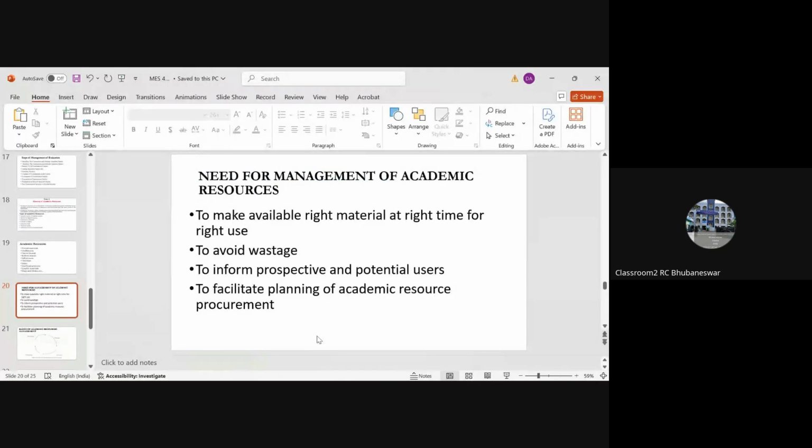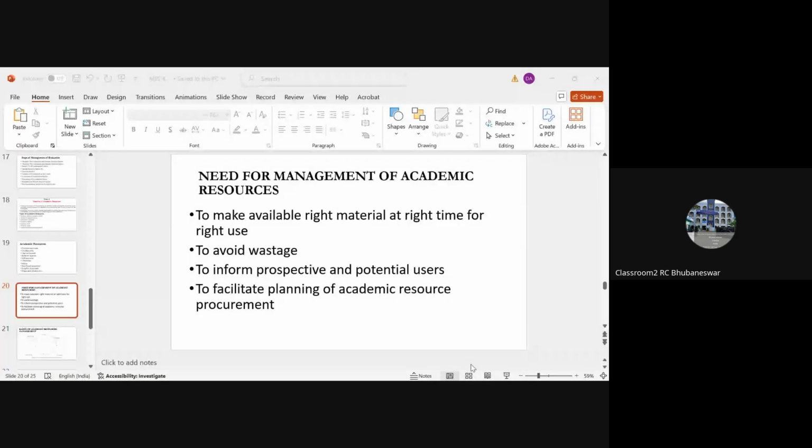Need for management of academic resources. Do you think management of academic resources is very important? Yes, sir. See, the material gives details on page 73, pages 72 and 73. What is printed material? What is chalkboard? What is bulletin board? What is flannel board? What is still picture? What is film strip, slides, overhead projector, graphic material, map, globes, audio materials, audio visual materials, digital resources, community resources? Everything you can get from pages 72 and 73 of your study material.